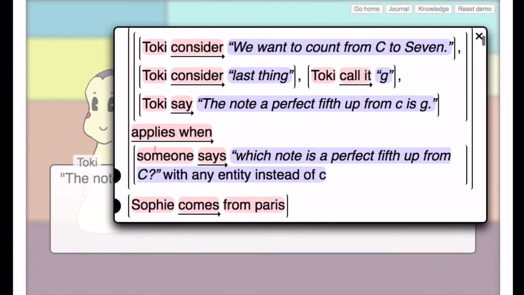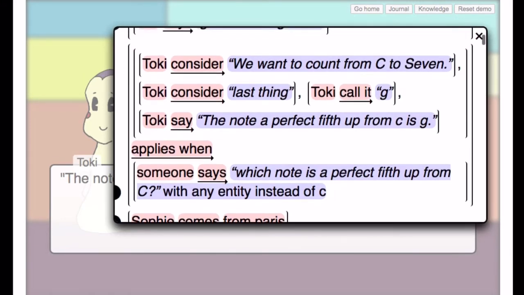Here is the trigger. Someone says which note is a perfect fifth up from C, with any entity instead of C. And this rule applies when this trigger occurs. So the rule is to consider that we count from C to 7. Then we consider the last thing, call it G. And then we say the note a perfect fifth up from C is G. Of course, instead of C or G, some other notes could be there, but it's always counting 7 semitones.